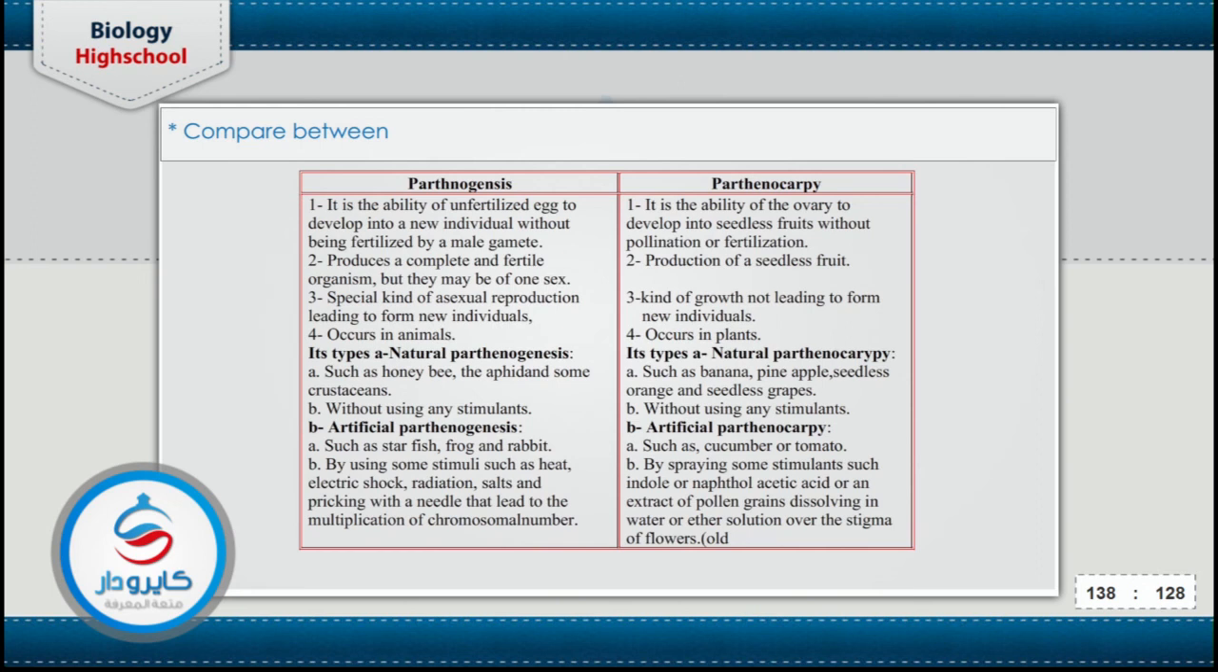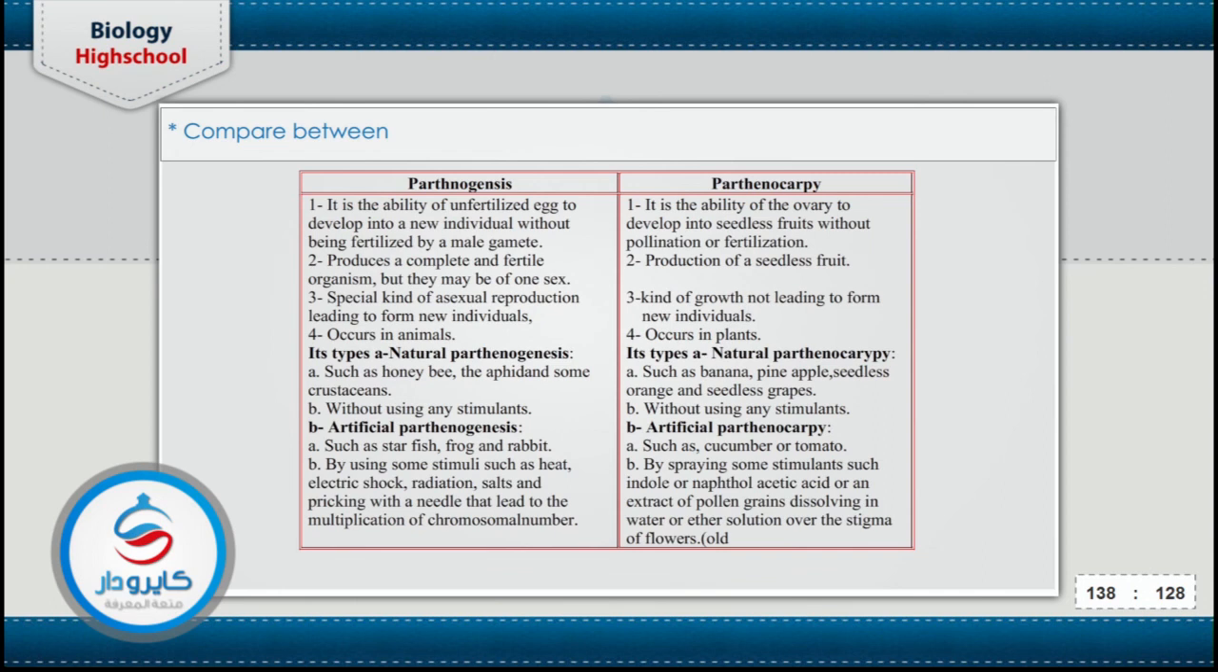برضه هتكلم عن البارثينوجينيسيس، بنقول ان هو سبيشال كايند اوف اسexual reproduction leading to form new individual، وهو طبعا special kind عشان from the females only. لكن اجي هنا kind of growth not leading to form new individual، يبقى هو مش reproduction اصلا. طبعا البارثينوجينيسيس in animals and parthenocarpy in plants.